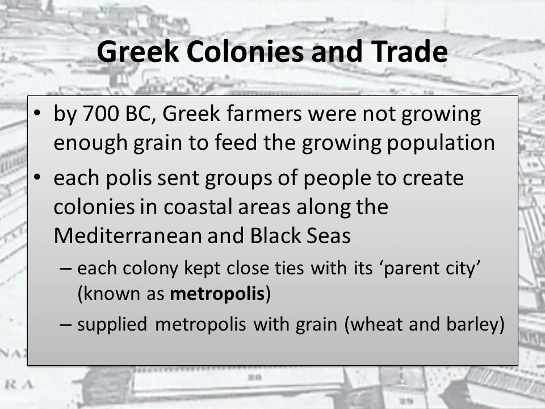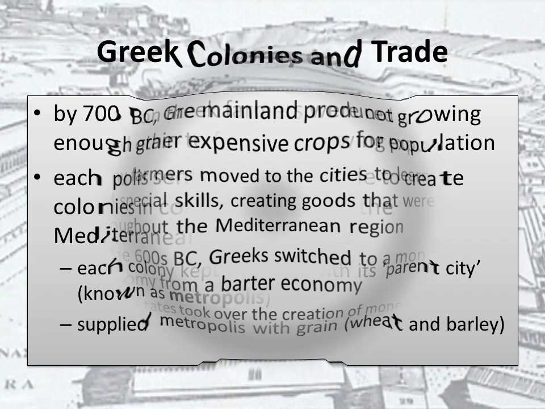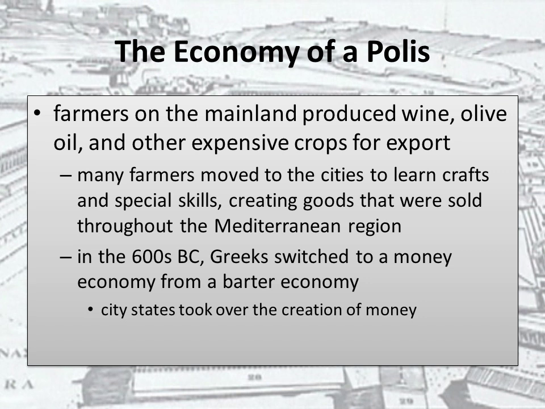Each colony kept close ties with its parent city back in mainland Greece, and they referred to the parent city as their metropolis. And each colony was responsible for supplying their metropolis with grain, mostly wheat and barley. When city-states had colonies growing grain for them, it changed a lot about how the economy of each city-state worked.